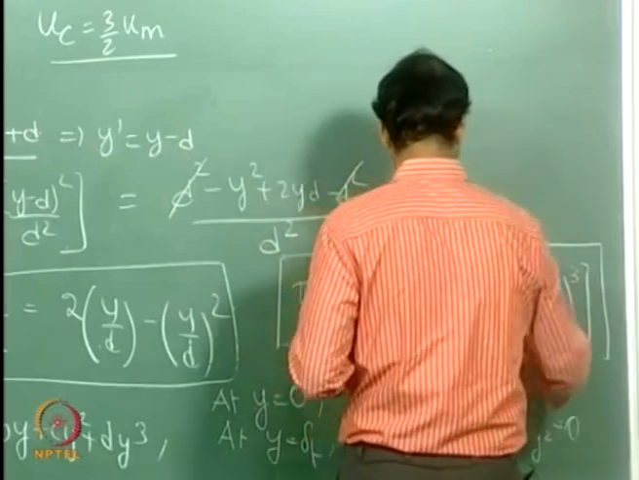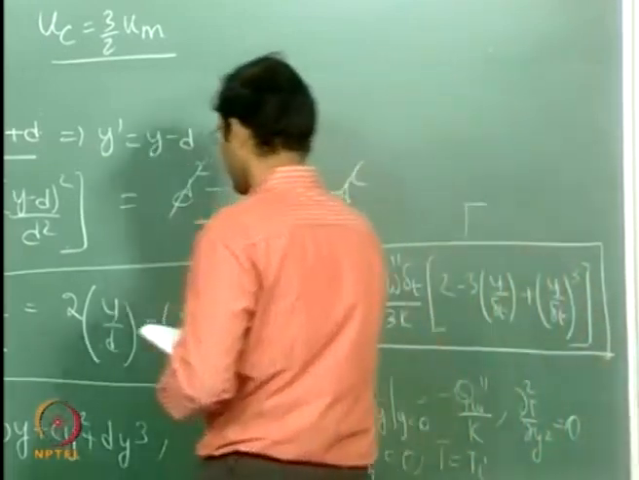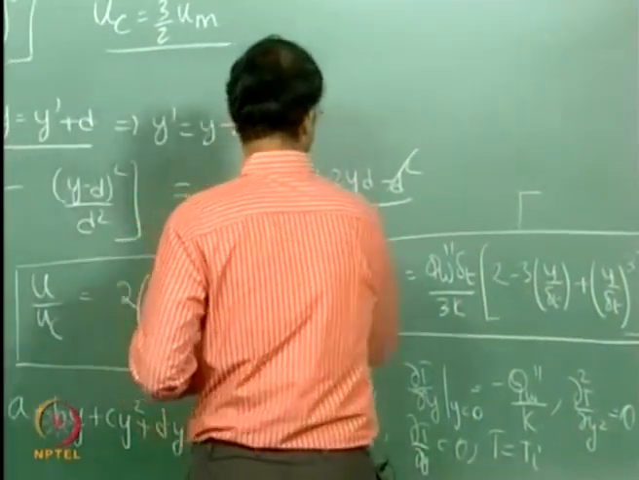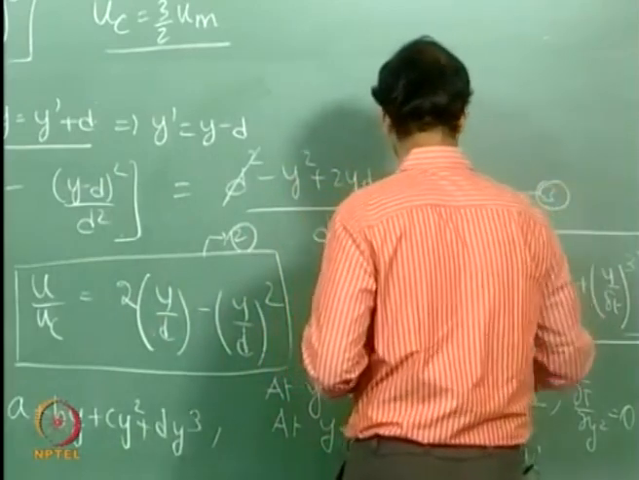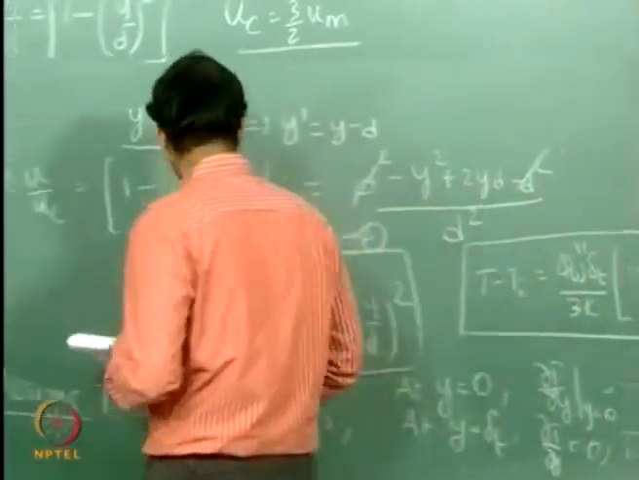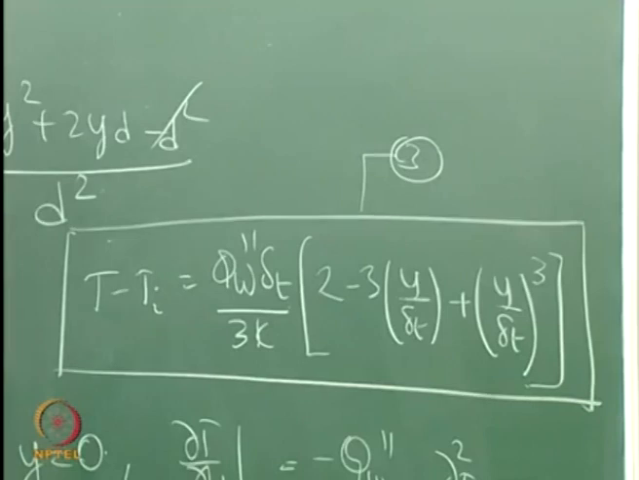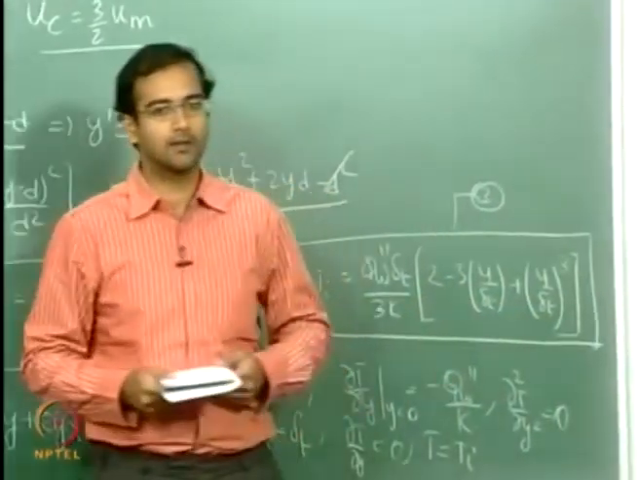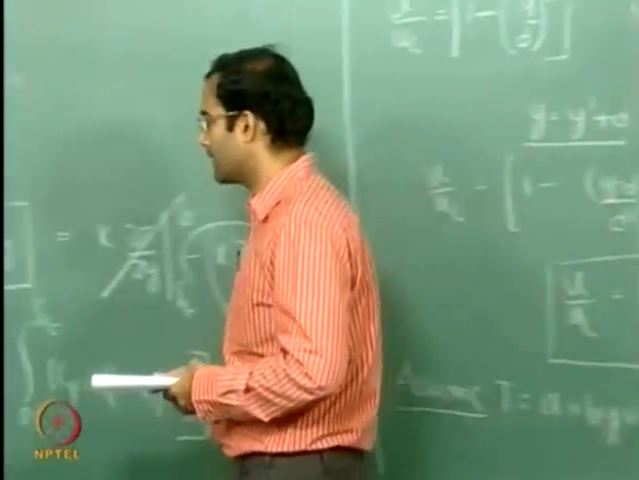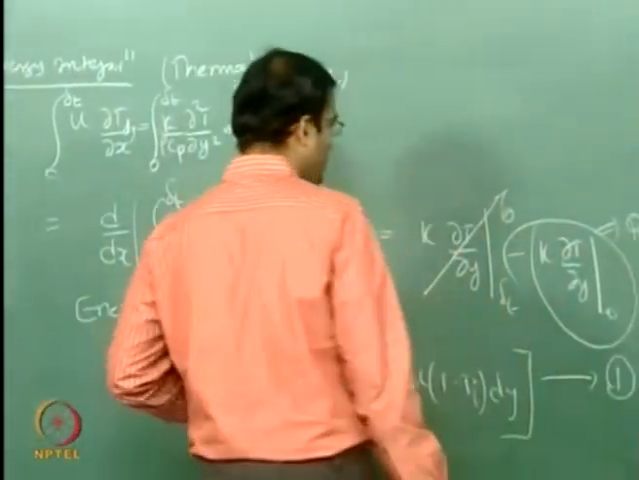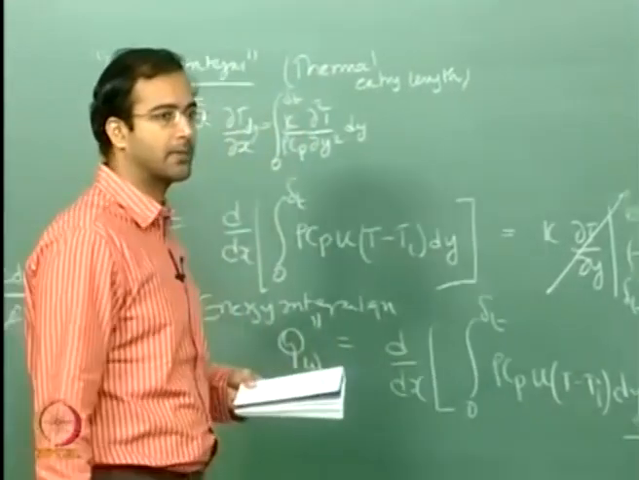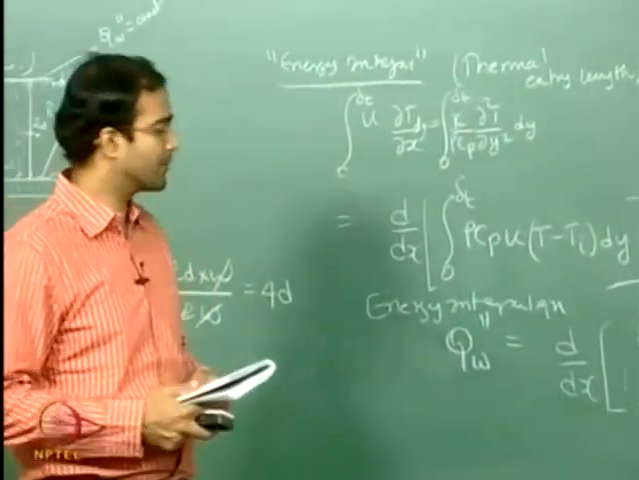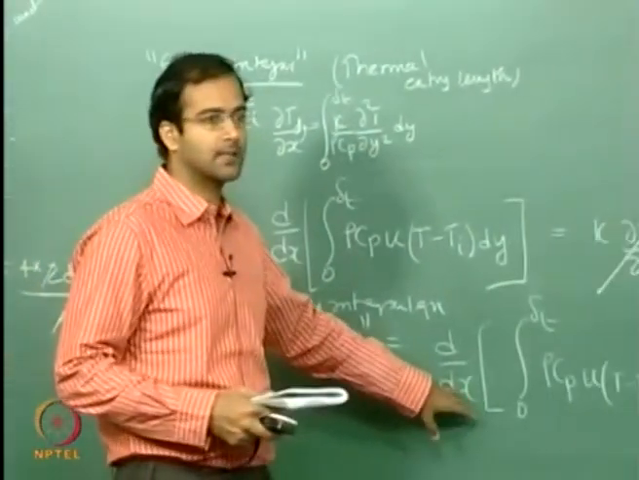Okay. So I'll call this velocity profile as number 2, and this is equation number 3. All right. So if you substitute these profiles, this is your cubic temperature profile that you will be getting. So now you have your velocity profile and your approximate temperature profile, which you can directly substitute into the energy integral.